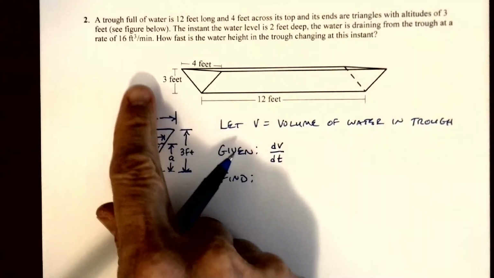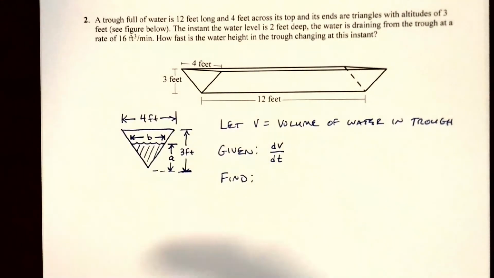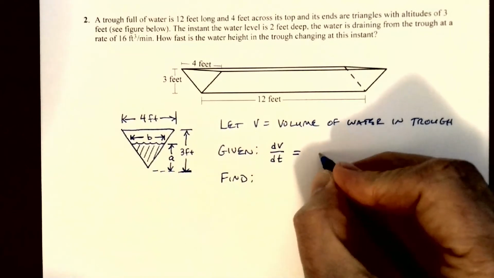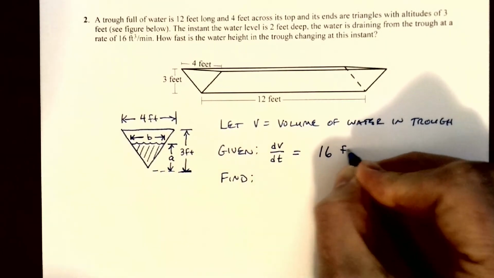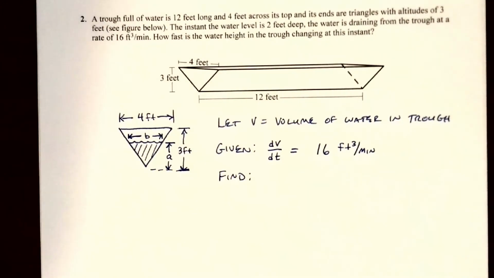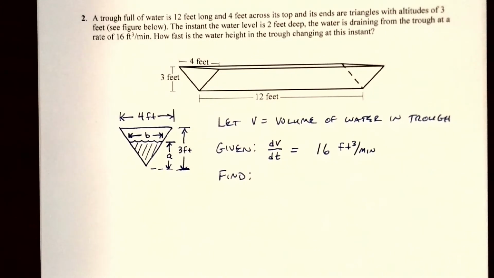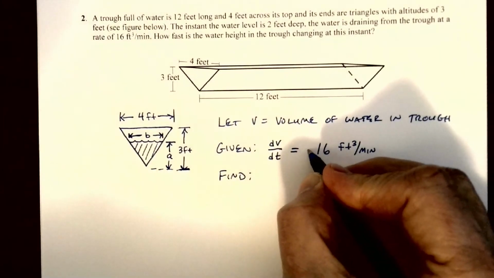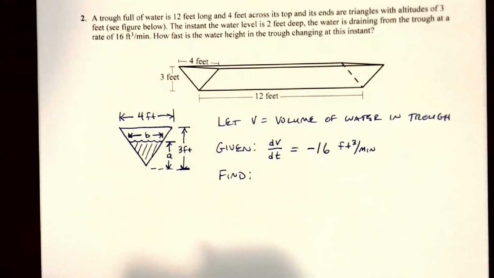And now, 16 cubic feet per minute, is it positive or negative 16 cubic feet per minute? Give you a second to think about that. Should it be positive or negative? Read the problem statement very carefully. So I hope you'll see that this rate of change has to be negative. And that's because the water is draining out of the tank. The volume of water in the trough is going down.